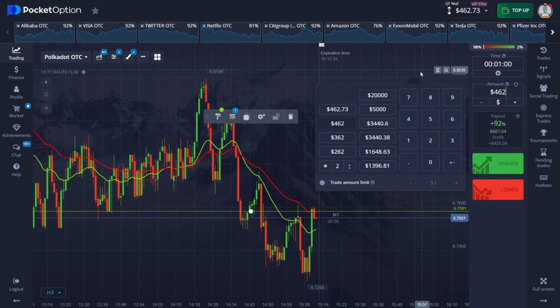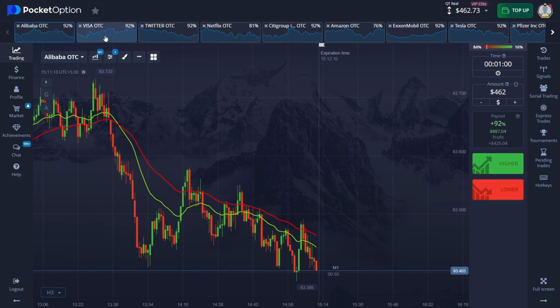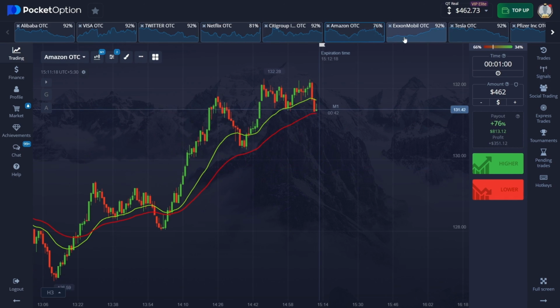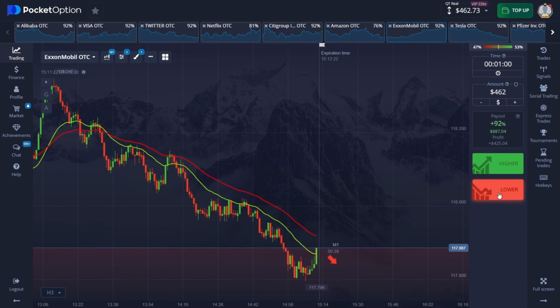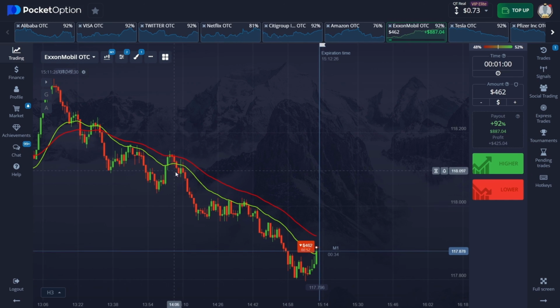Let's find a trade for $462 on the OTC market. I found a trade on ExxonMobil OTC for a downside move. I placed a $462 trade on ExxonMobil OTC, betting on a downward move from the moving average. You can see a solid downtrend, and the candle broke the moving average. That's why I took this trade for a downside move.